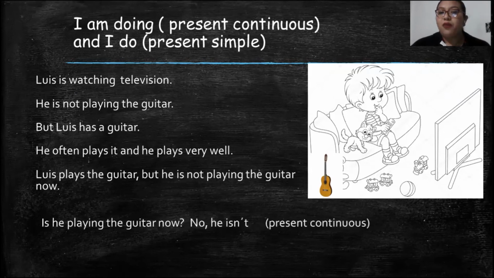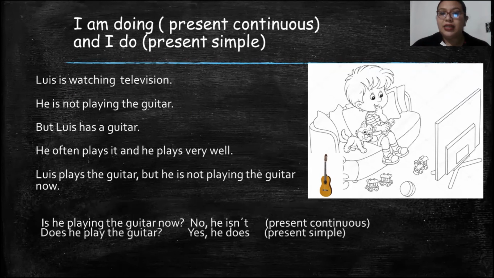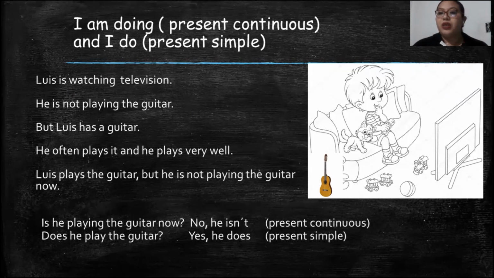So as you can see, we can combine the tenses if we want to make reference to a routine, a habit, and if we want to indicate that somebody is doing something at a specific moment, okay? So here we have some questions. Is he playing the guitar now? No, he isn't. Does he play the guitar? Yes, he does. Okay, so normally he plays the guitar, but he's not playing it right now.